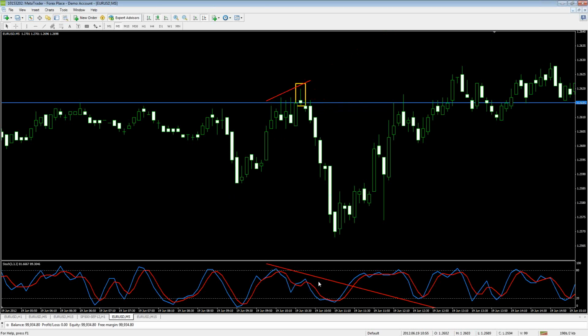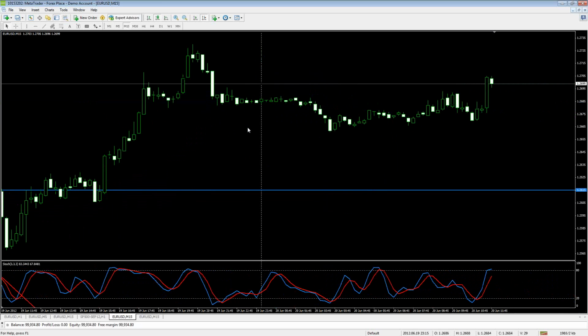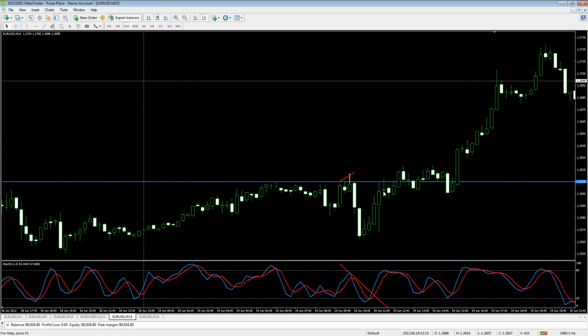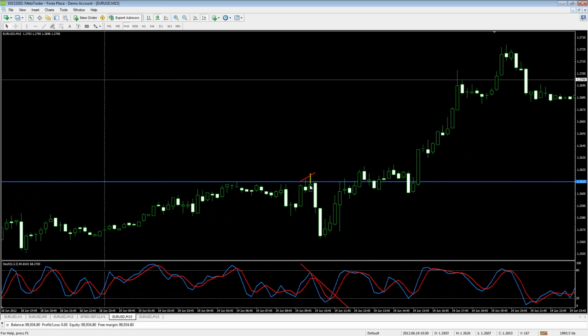Here, the price formed bearish divergence. Okay, the peaks were going down. I saw this reversal candle on the 15-minute chart. Not only that, I also saw again this resistance area around here.